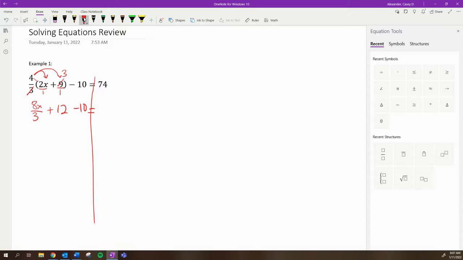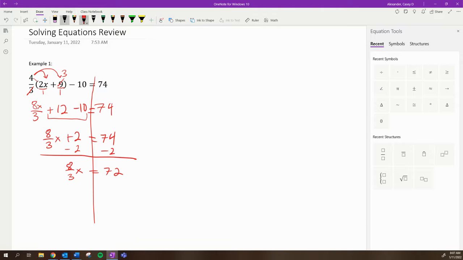Okay, so what I did so far is I just distributed that 4/3 through the entire thing. And now the next step that I think we should do is probably to combine these 2 terms that are alike. So I have 8/3 x, and then 12 minus 10, it's positive 12. Minus 10 is positive 2. And so we're getting closer to the solution, and I think you know what to do now. You should subtract 2 from each side. So I have 8/3 x equals 72.